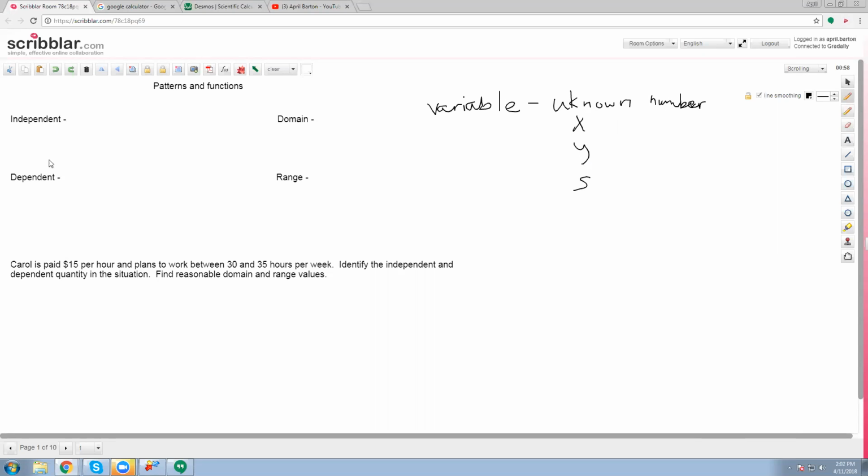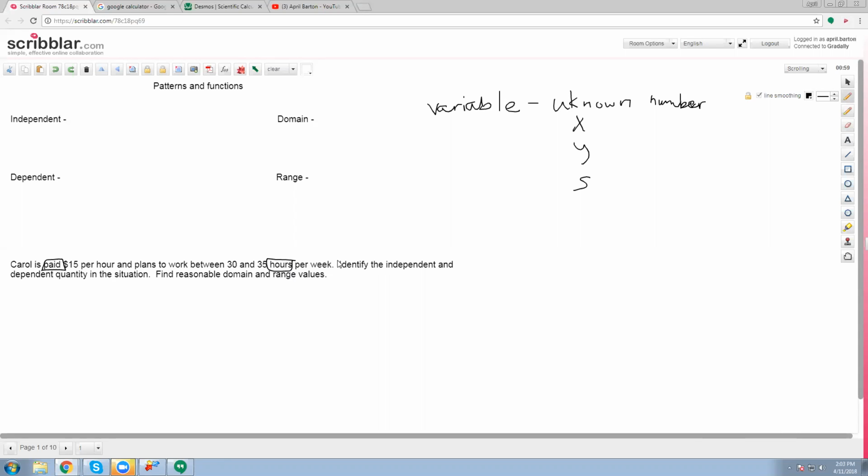So an independent variable and a dependent variable is when you're trying to relate two things. So this example below says, Carol is paid $15 per hour and plans to work between 30 and 35 hours per week. So there's two variables here, and they're related to each other. How much she's paid, that's one variable. She's going to make some money. We're not quite sure how much because it depends on how many hours she works. So hours is also a variable.